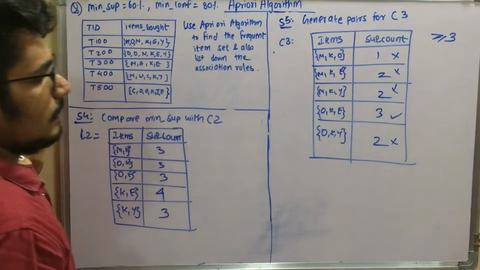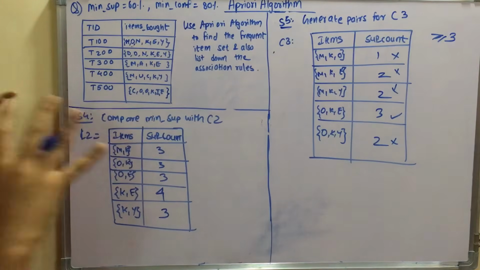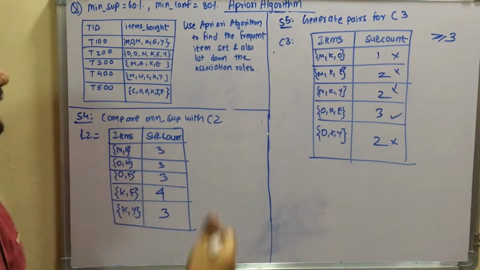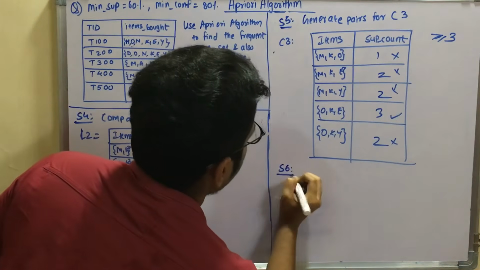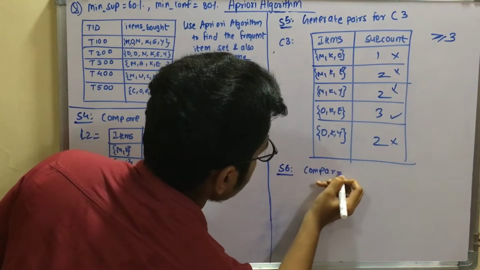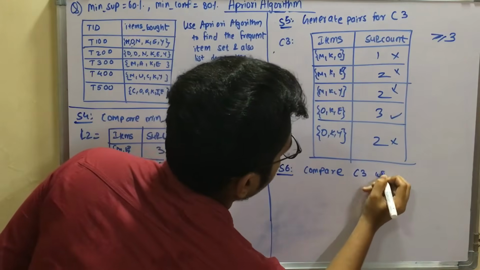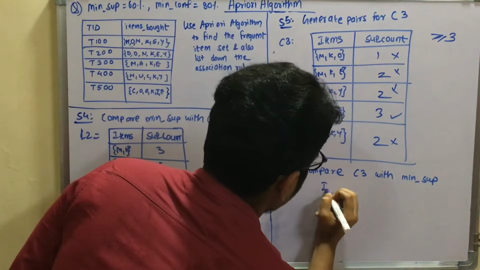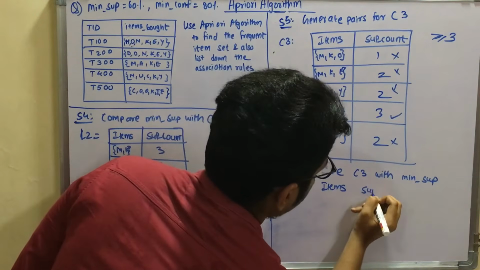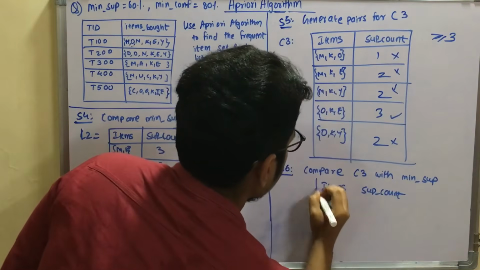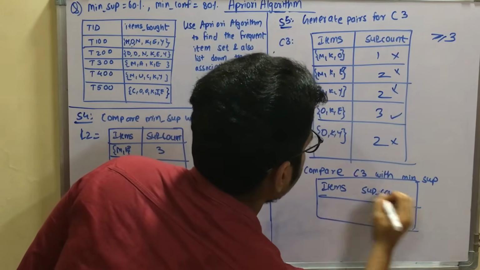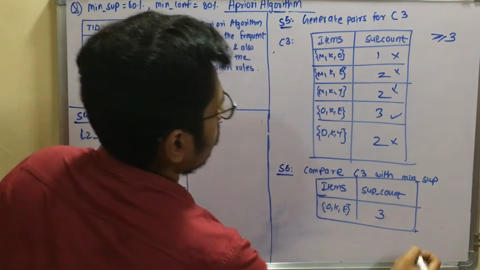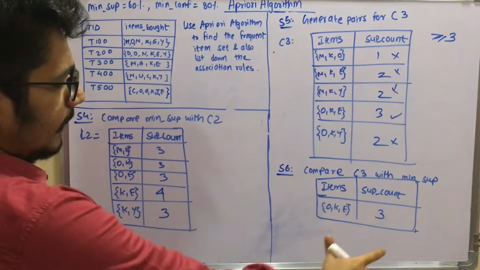This, and finally this. So in the basic analysis, what we did, we just have an understanding or intuition regarding, like, we have OK as a frequent item, and this is the final cluster. And so what we will do is, we do the step 6, that is compare that is C3 with minimum support, and so we'll be left with items and support count. So our final frequent item set will be OKE with support count of 3. So this will be our final frequent item set.